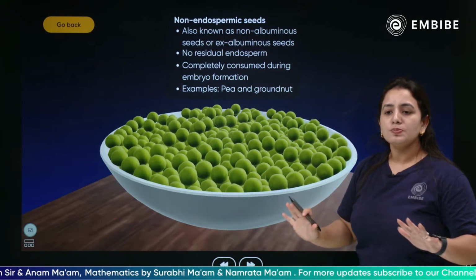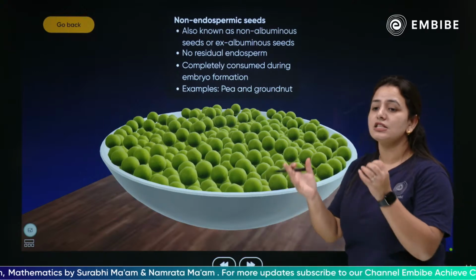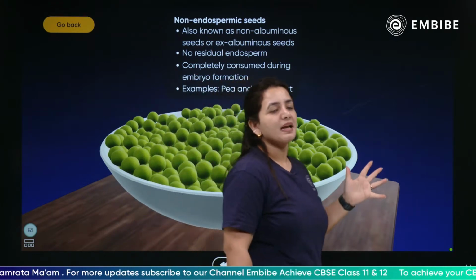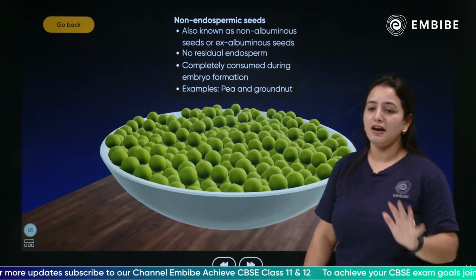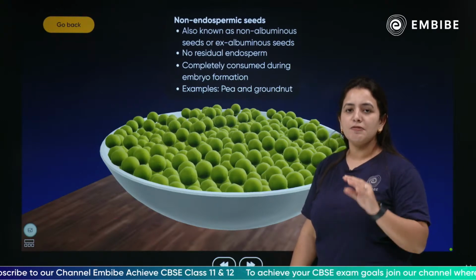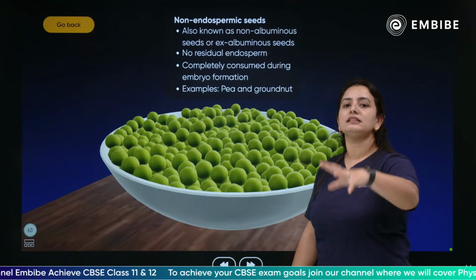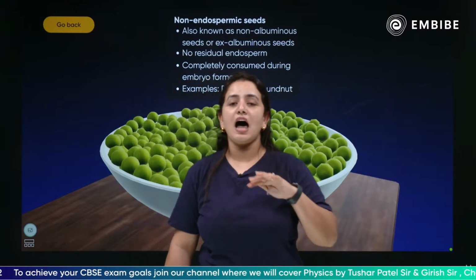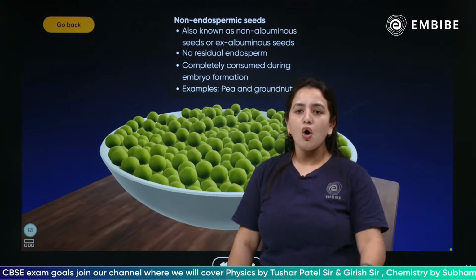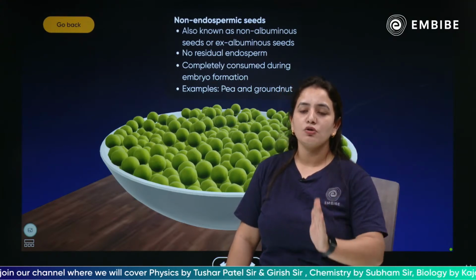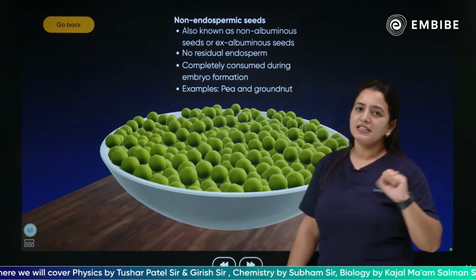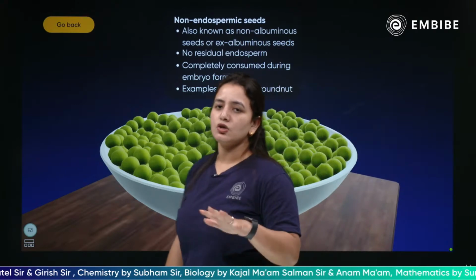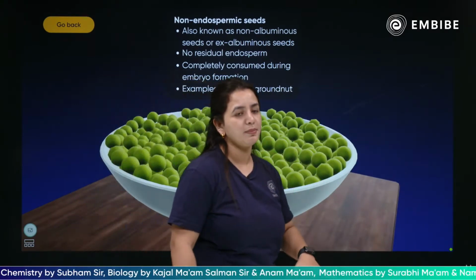Yes, the endosperm is completely consumed during the embryo formation, for the growth, for the nourishment. The endosperm is completely consumed, so there is no endosperm left. Those seeds in which the endosperm is completely consumed during the formation of an embryo are called ex-albuminous, non-albuminous or non-endospermic seeds. Examples of such seeds are peas and of course the groundnut.